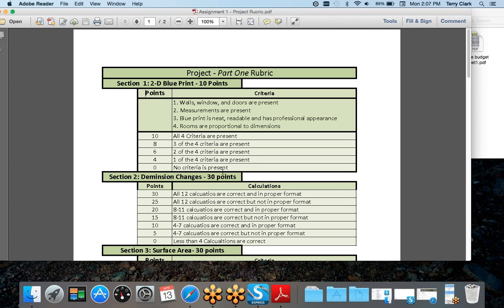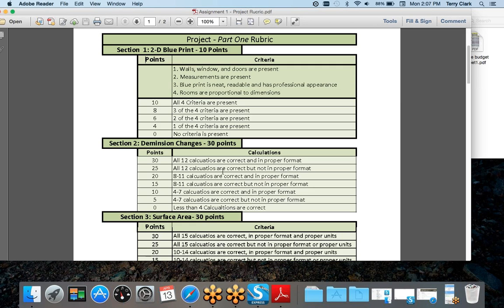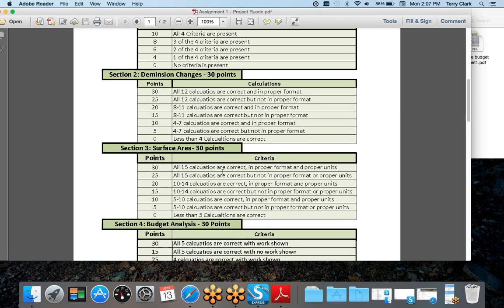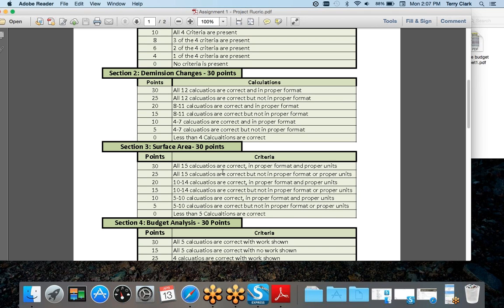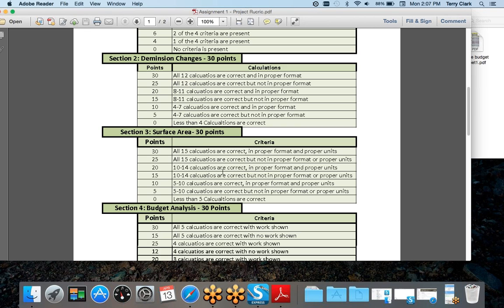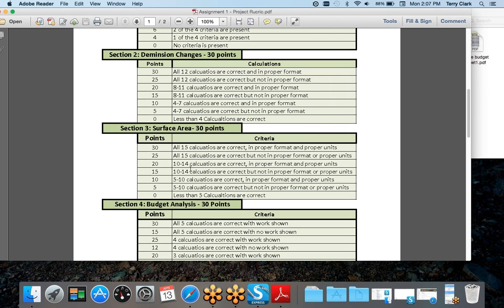So once I went through the rubric, I fully understand how I'm going to be graded and the work that I need to do. So I now know that I have to do a 2D blueprint. I now know that I have to do dimension changes with 12 calculations there. I now know that I have to do surface area calculations with 15 of those. And I know I have to do some budget analysis, and there are going to be 5 calculations there.